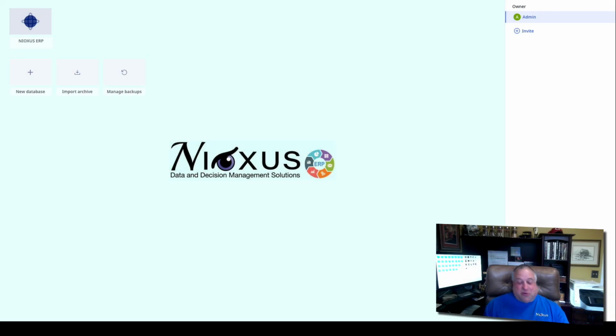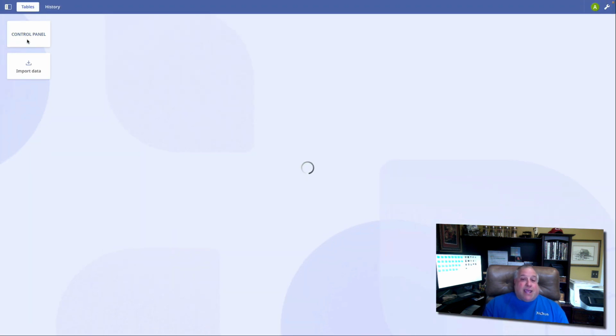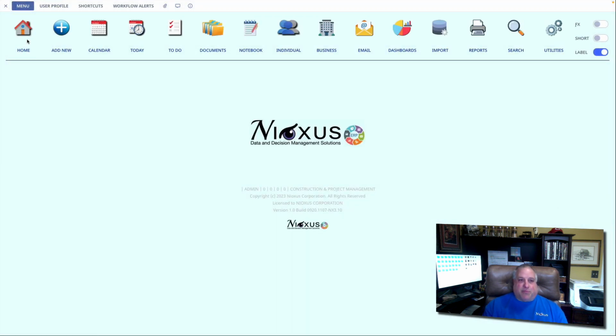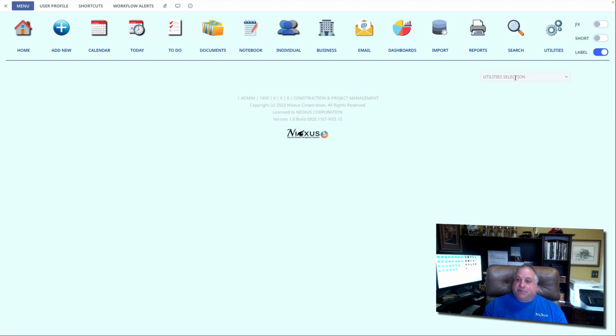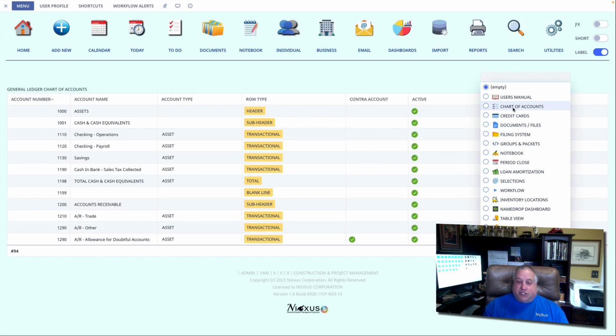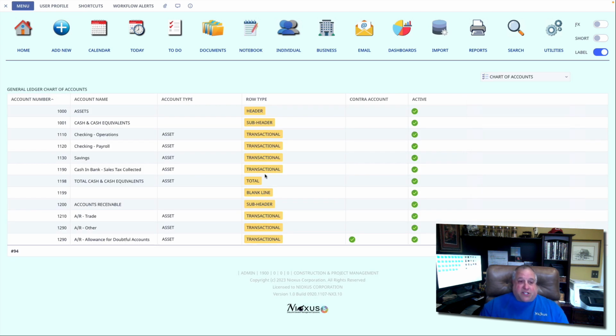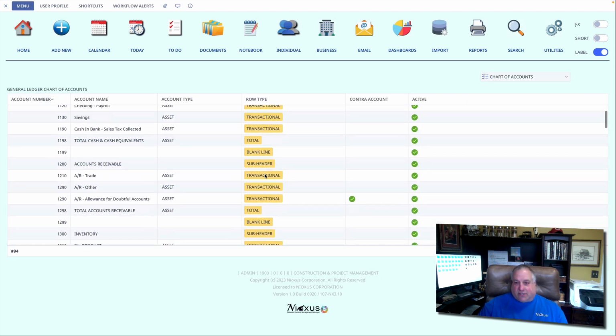I'm with Ninox Corporation, and today we're going to look at how to create a general ledger chart of accounts for our Ninox accounting system. Let's go ahead and log into our ERP, and this is going to bring us to our main control panel. From here, we can go into Utilities and select Chart of Accounts. This is going to give us a listing of all of our accounts.